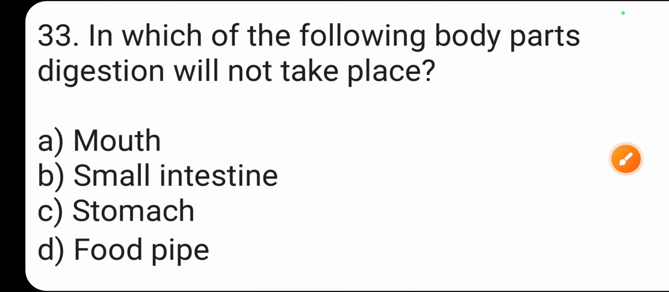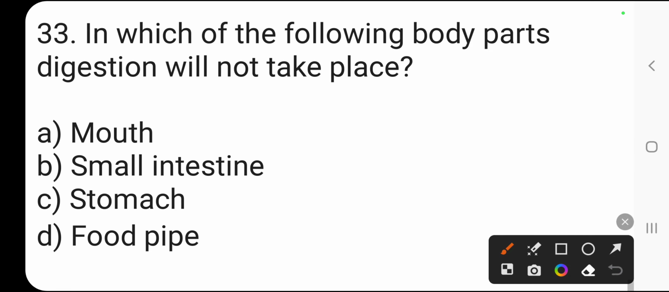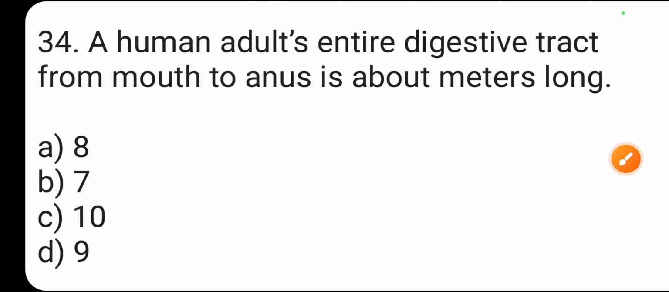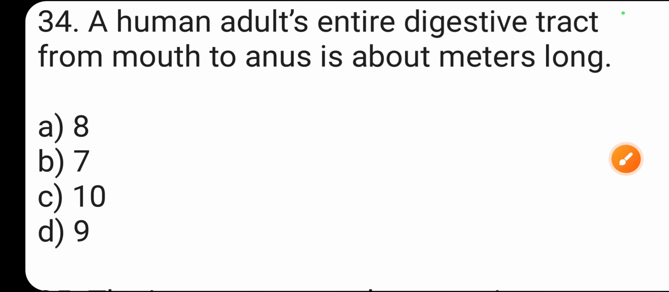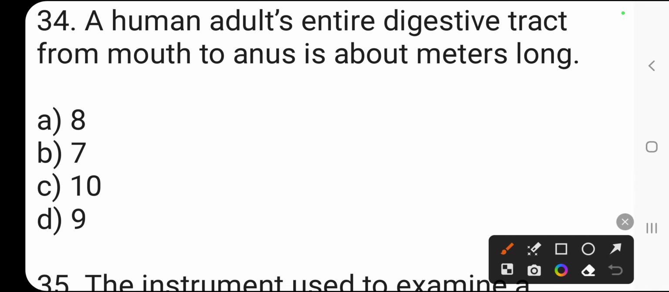Next question: in which of the following body parts will digestion not take place? Digestion does not take place in the food pipe. This was already told in the earlier part. Next question. A human adult's digestive tract from mouth to anus is about how long? So the correct answer for this will be D. It is almost 9 meters long.